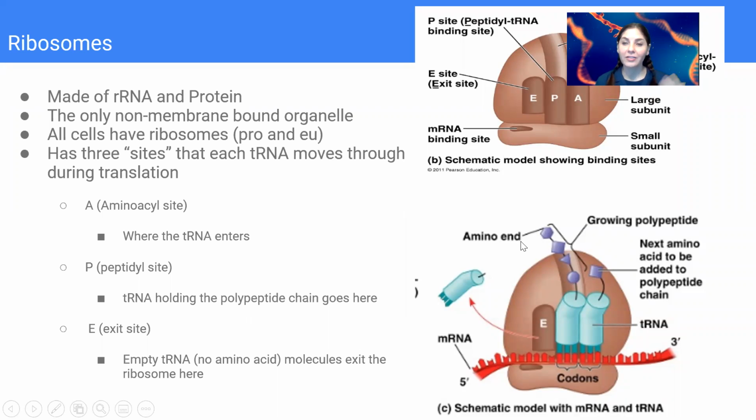So ribosomes are the site of protein synthesis, and ribosomes are composed of ribosomal RNA as well as protein. These are the only non-membrane bound organelle, and all cells have ribosomes, whether we're talking about prokaryotic cells or eukaryotic cells. These ribosomes have 3 different sites that each of the transfer RNA molecules moves through during the process of translation. We have the A site, and this is called the aminoacyl site. This is where transfer RNA is going to attach.